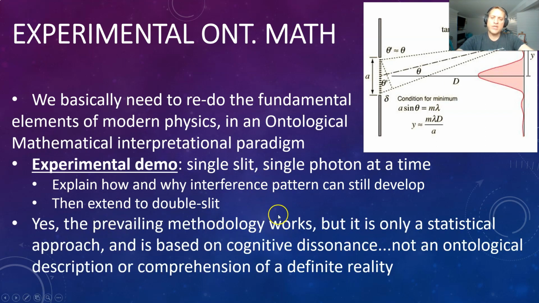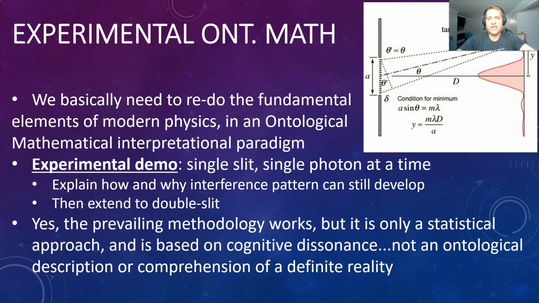And yes, sure, the prevailing methodology works where you do this probabilistic statistical approach. However, that's only a statistical approach. It's not an ontological comprehension, right? There's no comprehension of what the wave equation means, if it's real, if it's abstract, what it is, right? And it's based on cognitive dissonance, right? So is the photon going through two different slits at once? How can an object, a thing, be in two different places, two different slits, separated spatially laterally at once, right? So it's not an ontological description or a comprehension of reality.